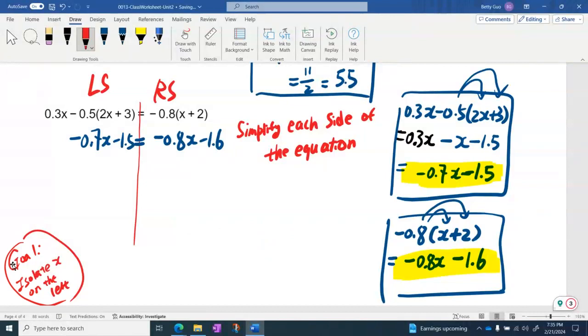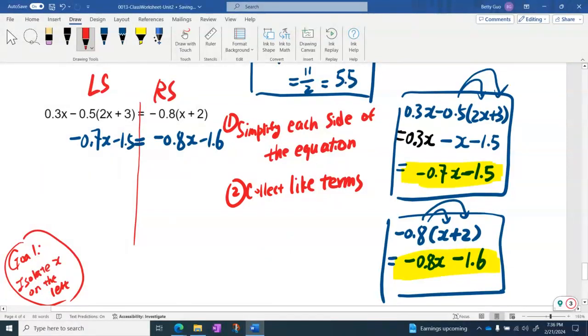All right. Okay. So after we simplify each side of the equation, we are going to collect like terms now. Step 1, step 2. Collect like terms. How many terms right now in the equation? Left-hand side, do you see 2 terms? Right-hand side, do you see 2 terms?